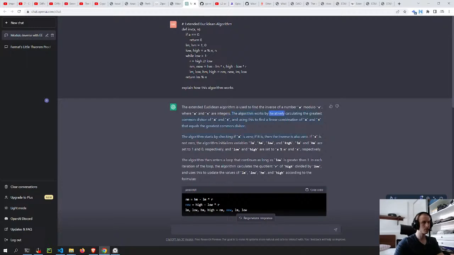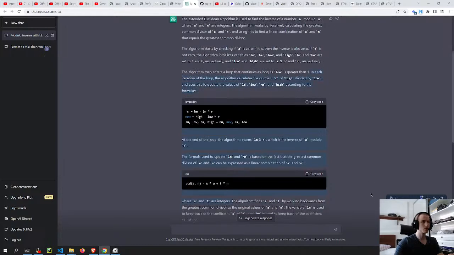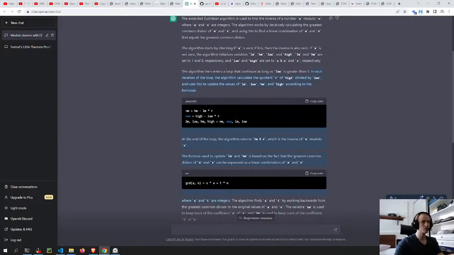The algorithm starts by checking if a is 0. If it is, then the inverse is also 0. If a is not 0, the algorithm initializes variables lm, hm, low, and high. lm and hm are set to 1 and 0, respectively, and low and high are set to a % n and n, respectively. The algorithm then enters a loop that continues as long as low is greater than 1. In each iteration of the loop, the algorithm calculates the quotient r of high divided by low, and uses this to update the values of lm, low, and high according to the formulas: nm = hm - lm * r, new = high - low * r, lm, low, hm, high = nm, new, lm, low. At the end of the loop, the algorithm returns lm % n, which is the inverse of a modulo n.